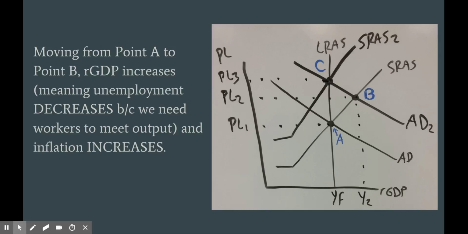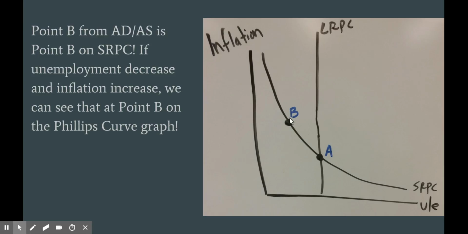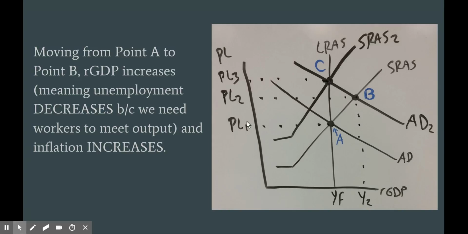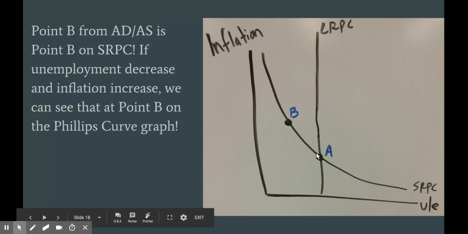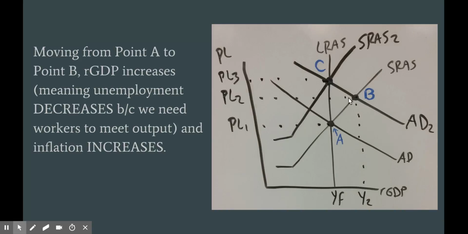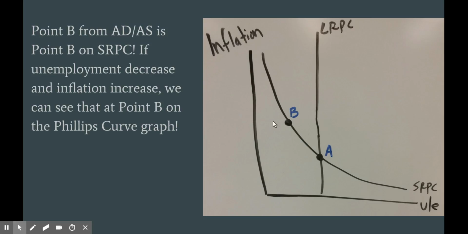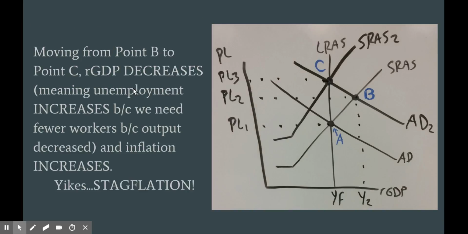So if we want to show unemployment decreasing and price level or inflation increasing, we can show that by moving along the short run Phillips curve, because we said price level increased. Back on this graph, price level went from 1 to 2, increase. But since GDP went up, unemployment went down. So if we move our point from A to B, inflation increased, but unemployment decreased. So this point B right here is the same as this point B on the Phillips curve graph, showing the trade-off between inflation and unemployment.